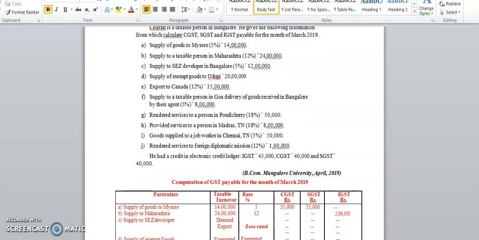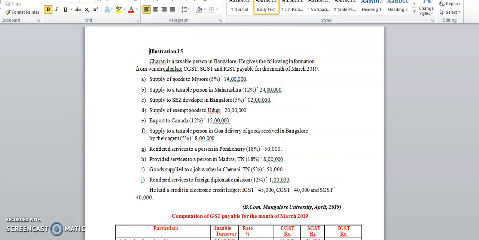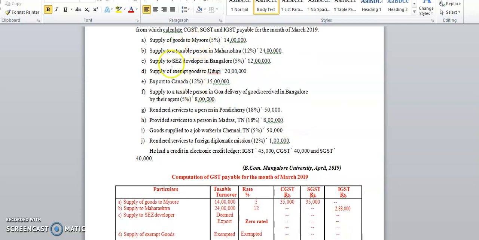See the first transaction. Supply of goods to Mysore 5%. The value of goods is 14 lakh. The location of the supplier is Bangalore. Supplier is Charan and location of the supplier is Bangalore and place of supply is Mysore. It is intrastate supply, so CGST and SGST are applicable. 14 lakh forms part of taxable turnover. 5% is the GST rate, so 2.5% each. So 35,000 to CGST and SGST 35,000.